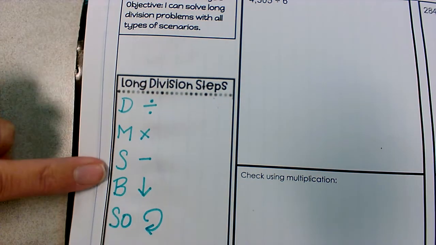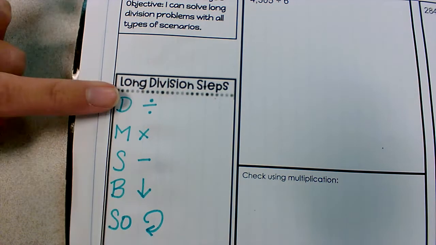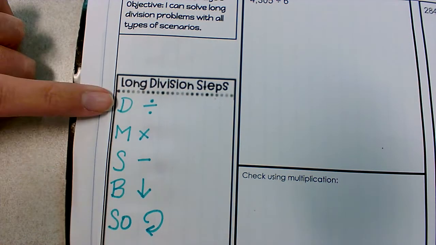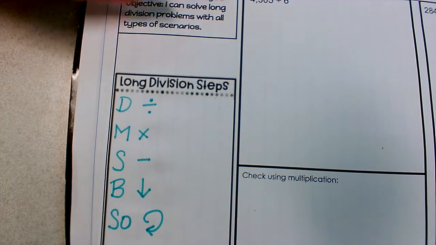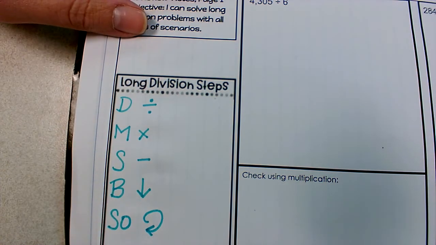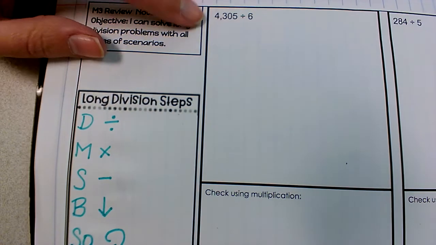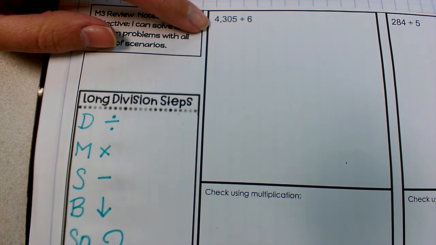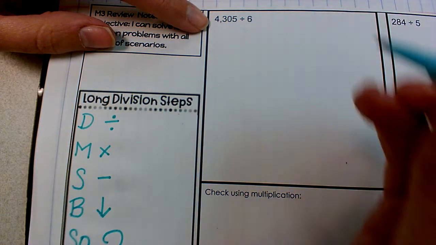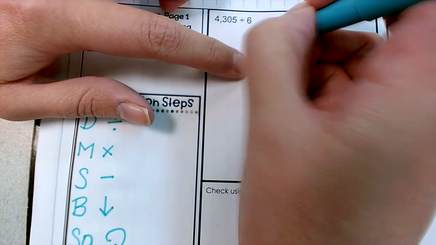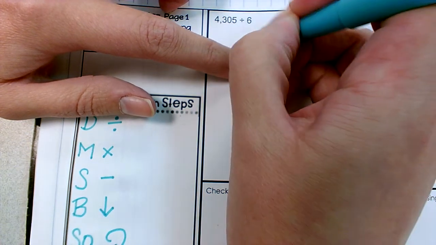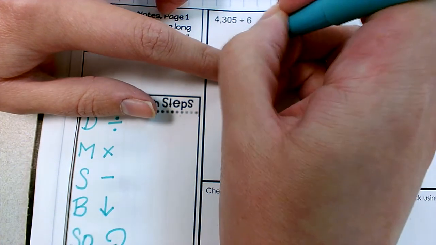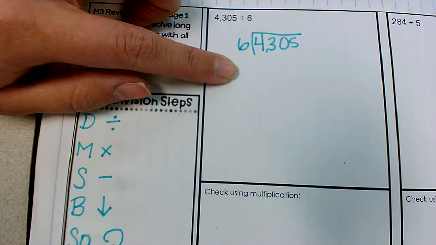It is an expectation for you, fourth graders, to show us that you know the steps. Divide, multiply, subtract, bring down, start over. This will be part of your test as well to write those steps out. So here's our first problem. 4,305 divided by 6. So the first thing I'm going to do is to write my problem using our long division method. And now I'm ready to divide.